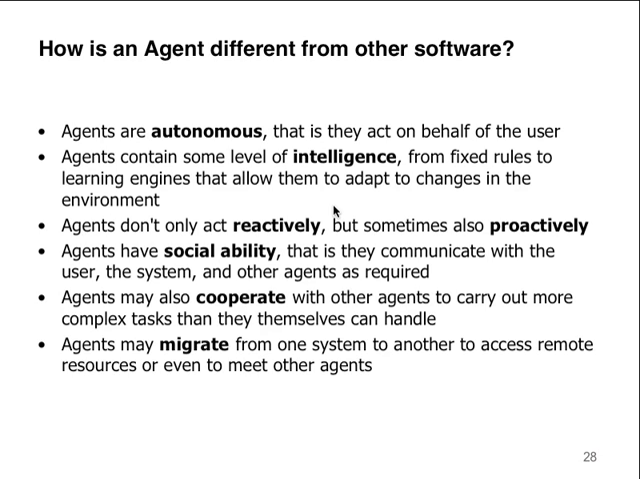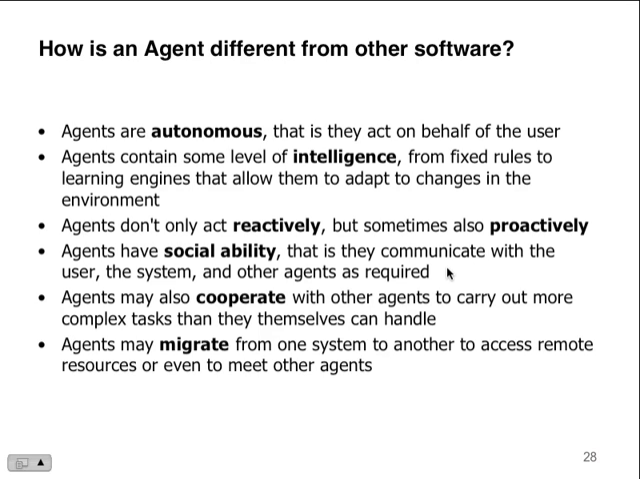If you see yellow, you're supposed to slow down because you can still go through it. But you're supposed to know as an indication that, hey, it's going to be red any minute now. So you might want to think about it being red. So agents will act reactively or proactively. And they can also have social ability. That is, they can communicate with the user, the system, and other agents as well.